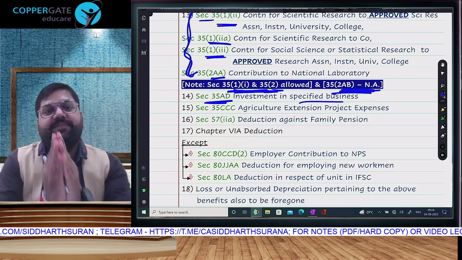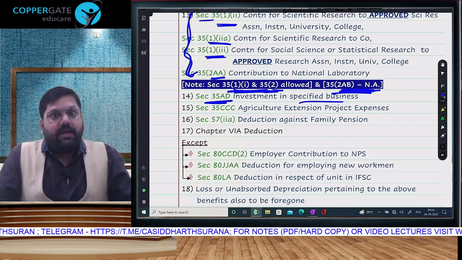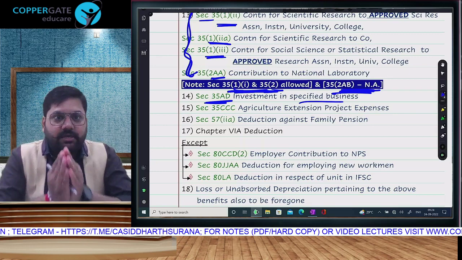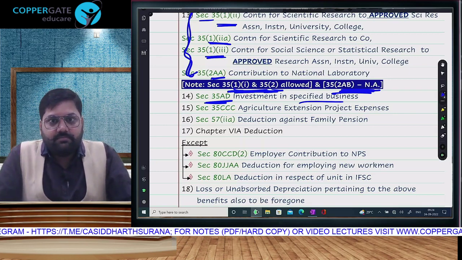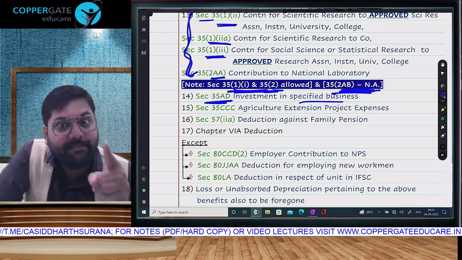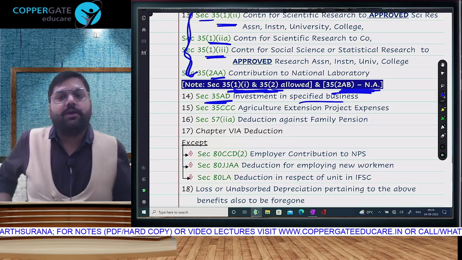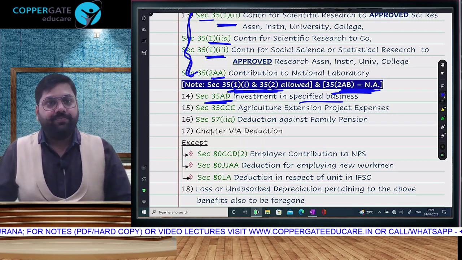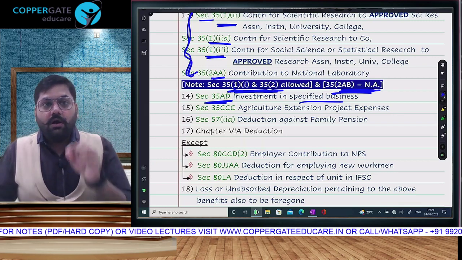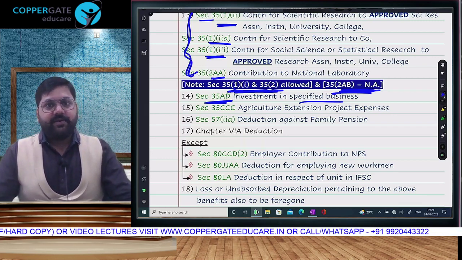Where the government is requesting you, please start the business. The country has a shortage, for example, hospitals. Country has a shortage. Please start this business. And what is the benefit that we give you? Listen to the benefit. That benefit is 35 AD. 100% deduction of your capital expenditure will be given to you. What will we give you? 100% deduction of your capital expenditure.